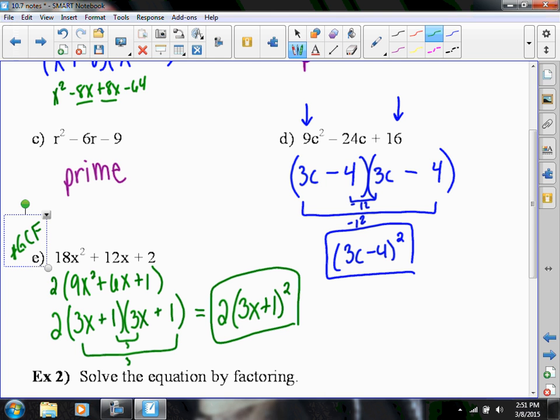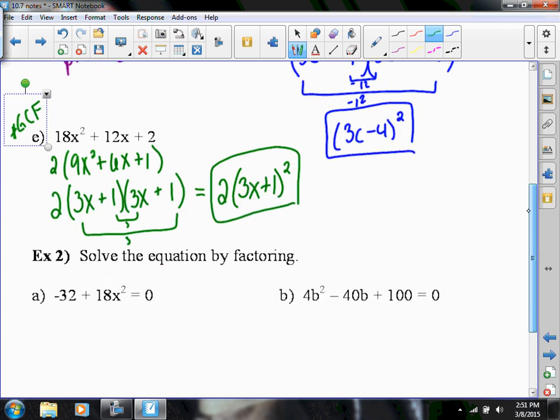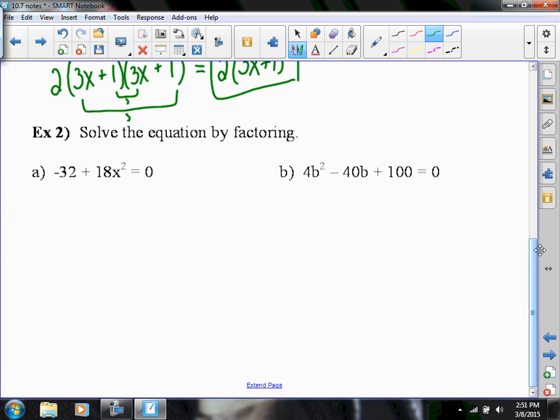Okay, so like I said, most of your homework is going to be dealing with a difference of two squares or that perfect square trinomial, even here when we're dealing with equations. So again, we're going to solve these equations by factoring. Now, I want to make sure it's all set equal to 0. And for part A here, it is all set equal to 0, but it's not in descending order. So I'm going to rewrite it just a little bit. So I have 18x squared minus 32.